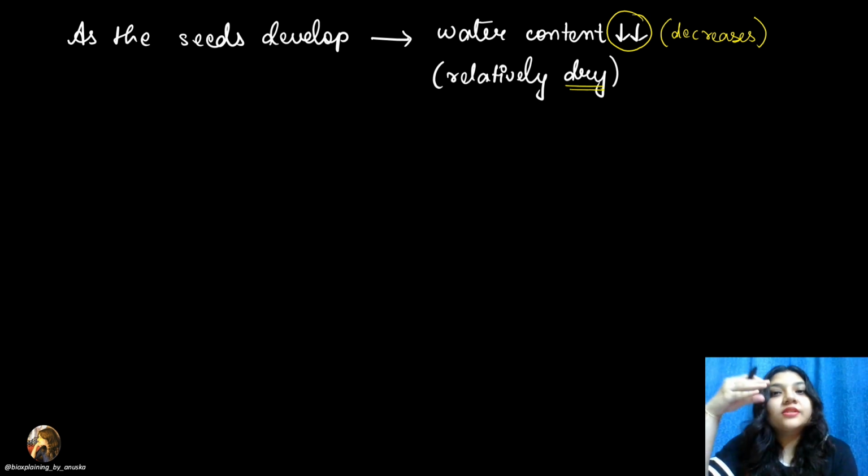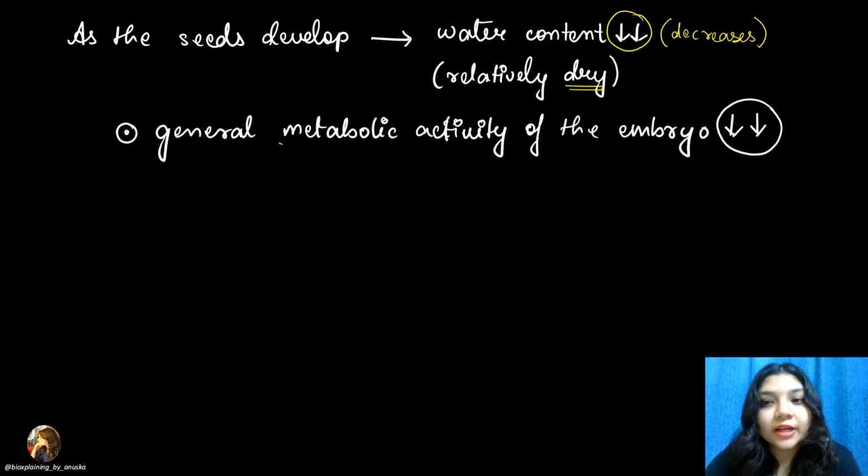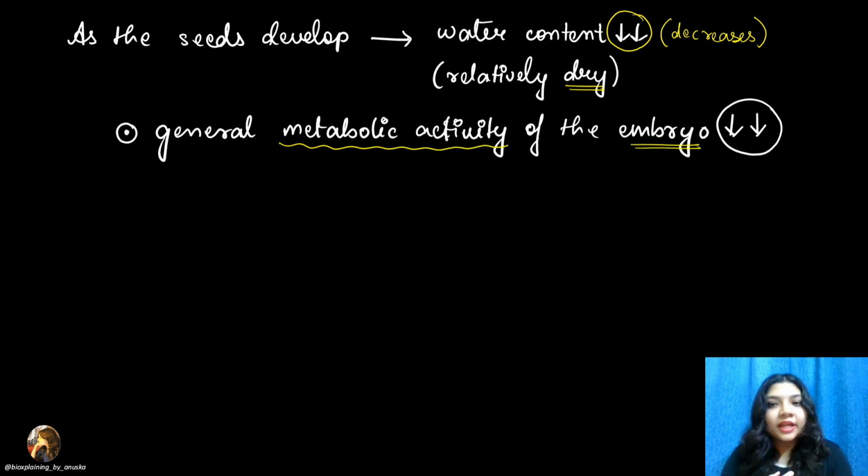So if water is reducing, if less water is present, what will happen? The general metabolic activity of the embryo will reduce. What is the meaning? Ki as sufficient water is present, now a lot of metabolic activities will take place, right? That is, different compounds will be formed, different compounds will be broken down, a lot of processes will keep on happening inside the embryo. But as the water content will decrease, so what will happen? This metabolic activities rate will also decrease, right?